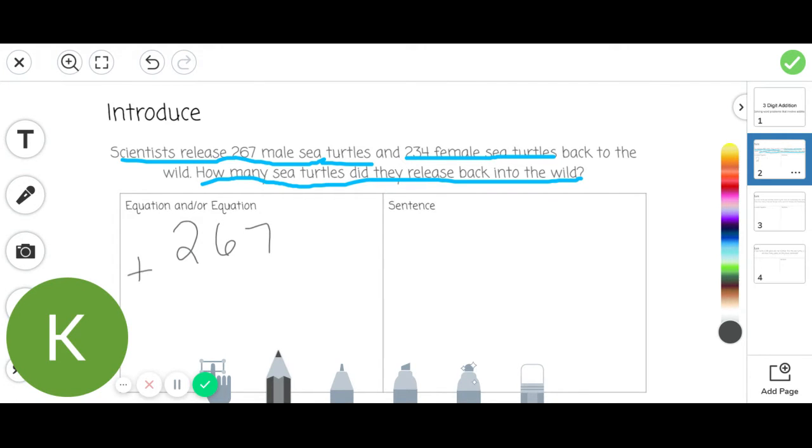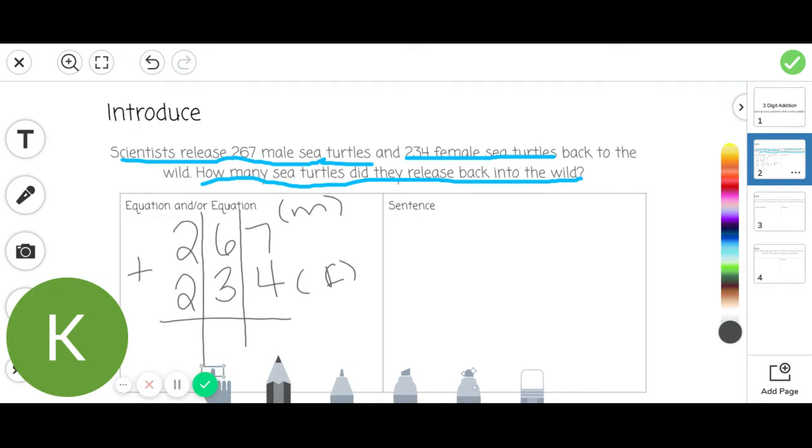267 plus 234. I know 267 were the male sea turtles, and I know these were the female sea turtles. So both of my groups of sea turtles are in my problem. Now let's combine. As you know, I like to break up my ones, my tens, and my hundreds. It just keeps my problem looking neat. I'm going to start with my ones place in case I have to regroup.